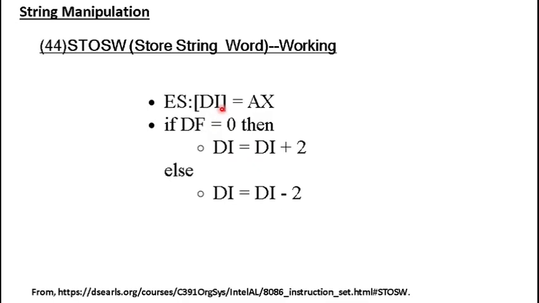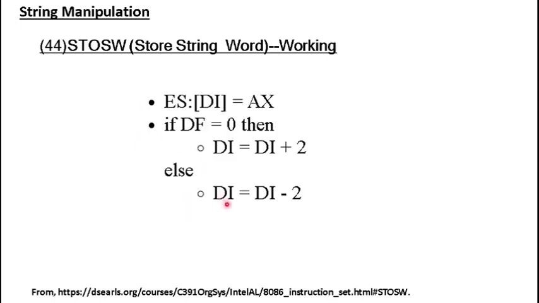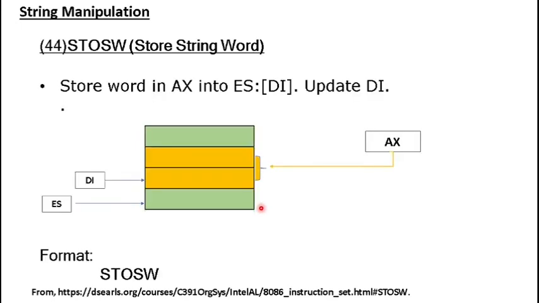Whatever content is there in AX will move to the word pointed to by the ES:DI combination, and if the direction flag is unset, as I told earlier, DI will be incremented towards the positive address range, that is, it will move to the next word in primary memory, otherwise it will be decremented, that is, it will move to the previous word.